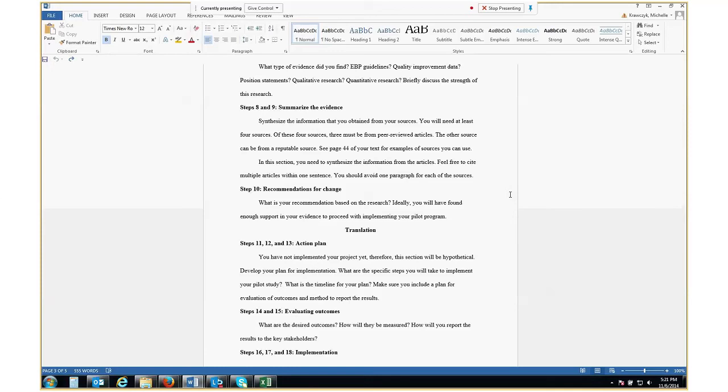What is the timeline? Make sure that you include a plan for evaluation and outcomes and the methods to report your results. So this is a pretty big chunk as well. I should be able to take another nurse or myself should be able to pick this up and really understand how you plan to implement this. Step by step, what will you do?